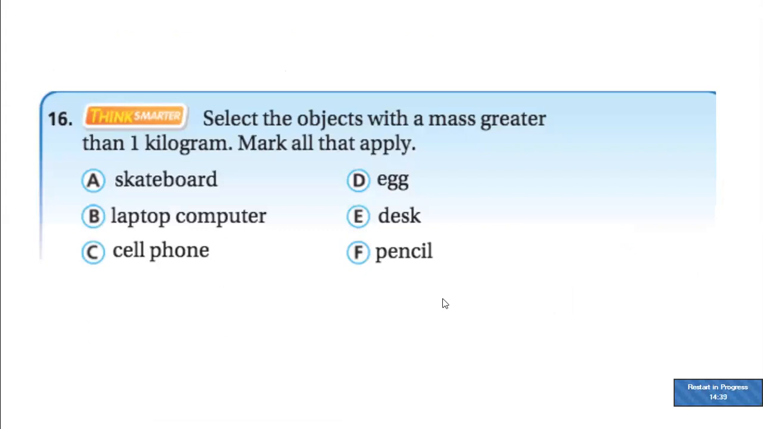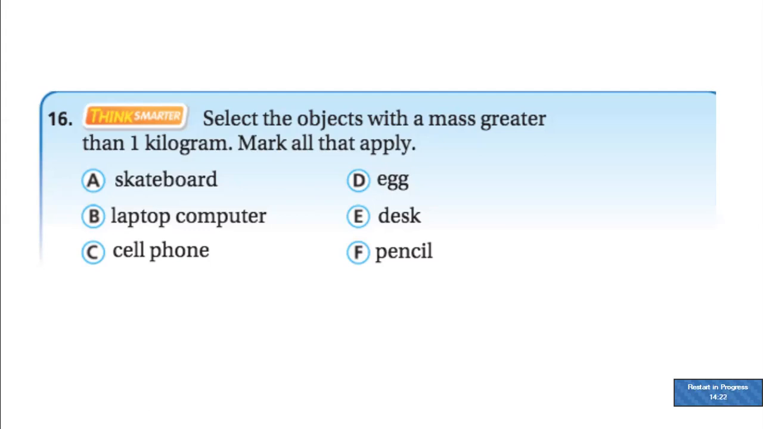Now we must select the objects with the mass greater than 1 kilogram. Mark all that apply. So in this case, we have to mark all of the answers that apply, which means we're going to have more than one answer.